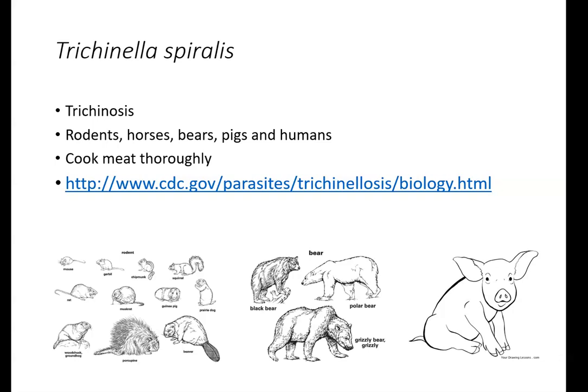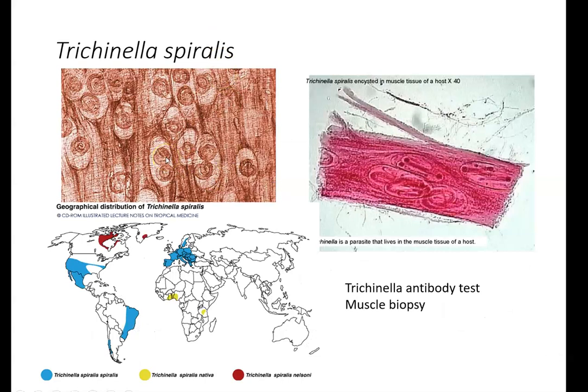But what happens is, in the mussels, larvae form little cysts, and those larval cysts, the larvae will get out of that little cyst or capsule and go into the intestine, and then it'll mature into an adult.